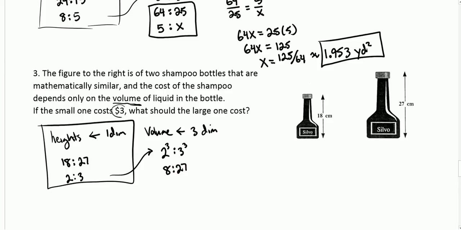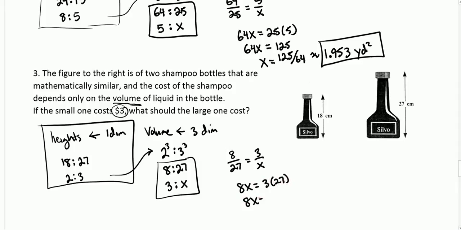The small bottle costs $3, so 3 goes with the small because the price is related to the volume. We don't know what the cost of the larger one should be, so we're going to take those and set up a proportion here. 8 to 27 is 3 to x, and cross multiply. 8x is 3 times 27, or 8x is 81. So x should be 81 divided by 8. And we're rounding a little bit here, so it's $10.13.